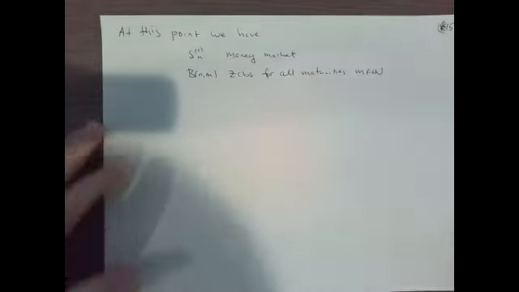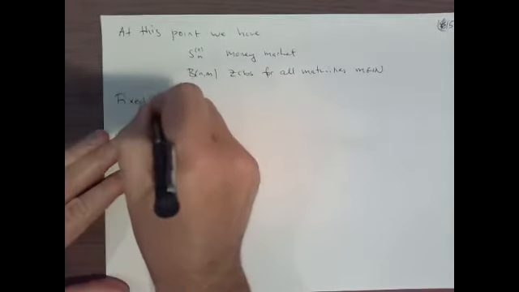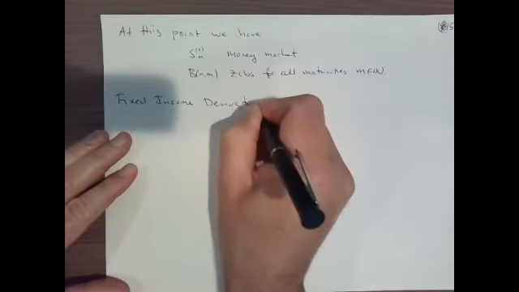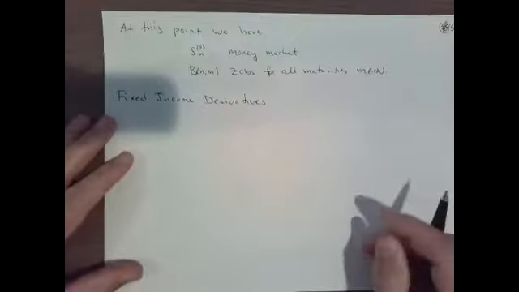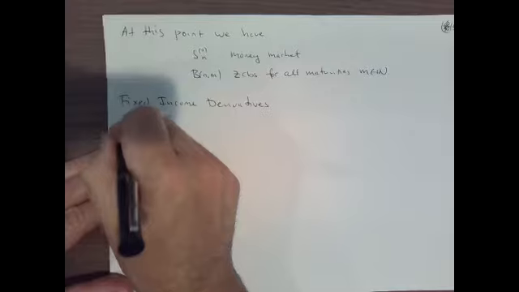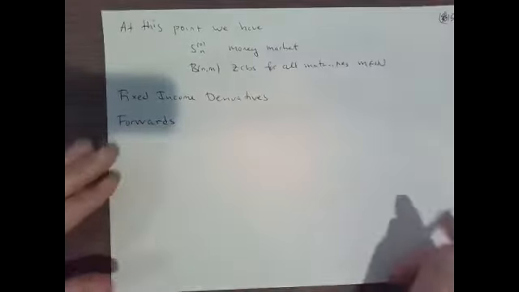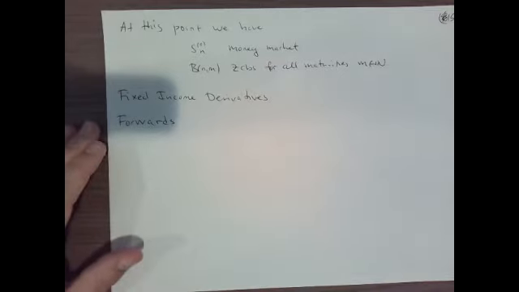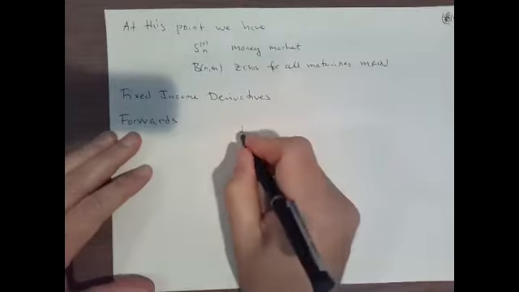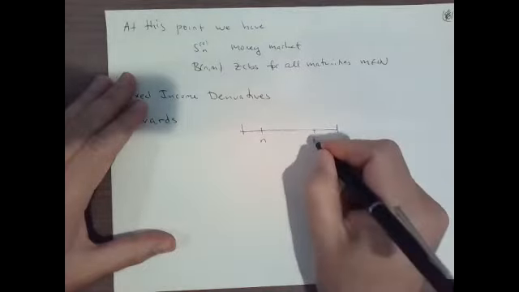So now we're going to look at fixed income derivatives. And arguably, the first one is going to be forwards. So the picture is that we are sitting here at time n, and there's some future date, say time capital N.